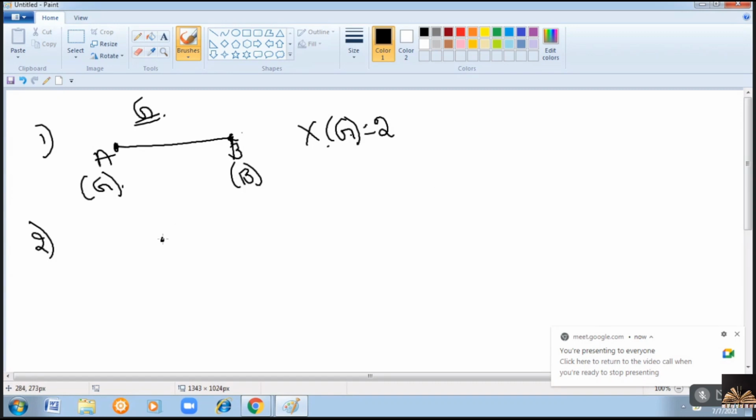Suppose you have a null graph. What do you mean by a null graph? A null graph means a graph with no edges, or you can say a graph with an isolated vertex. How many colors do you require, ma? What will be the chromatic number?